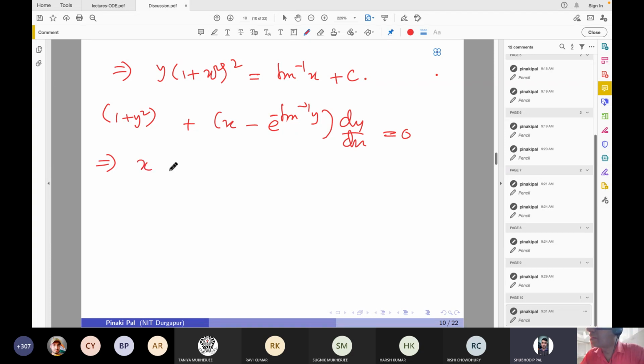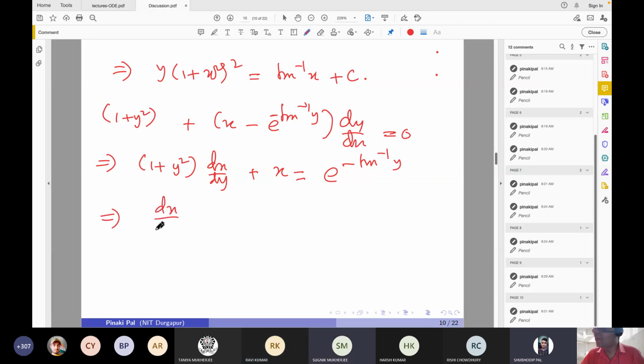Then we will get (1 + y²) dx/dy = ... e^(tan⁻¹y) ... and then again we need e to the power minus tan inverse. So dividing by 1 + y², we get dx/dy + 1/(1+y²) x = e^(−tan⁻¹y)/(1+y²) on the right-hand side.